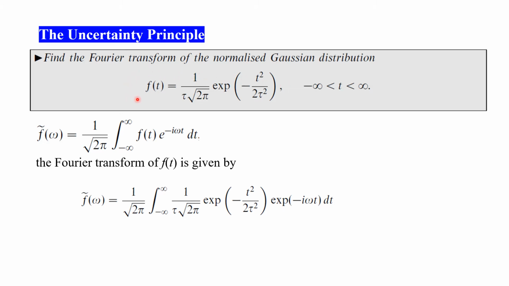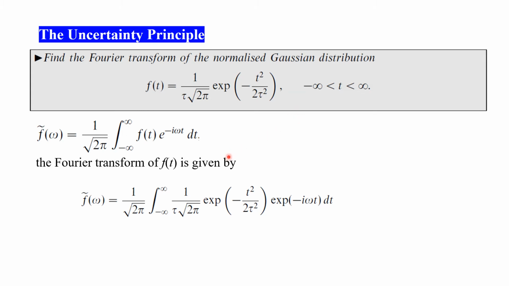It's equal to your f of t is equal to 1 over tau square root of 2 pi exponential of negative t squared over 2 tau squared. This is defined for negative infinity less than t less than positive infinity. So again, this one here is your normalized Gaussian distribution. I hope that you have seen this one in previous probability classes. And what you're going to do here is to find the Fourier transform of this normalized Gaussian distribution.